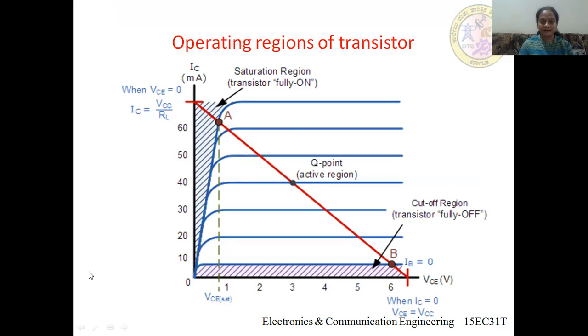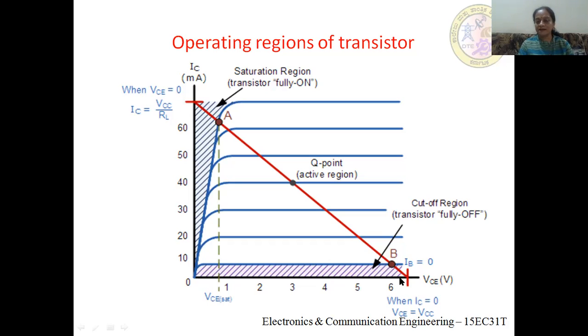So next, move to the regions of operation. As I explained in the previous slide, saturation region, cutoff region and active region. Saturation region is nothing but the highest. In this region, the maximum collector current flows, which is shown in the diagram. And in saturation region, both input circuit as well as output circuit are forward bias.